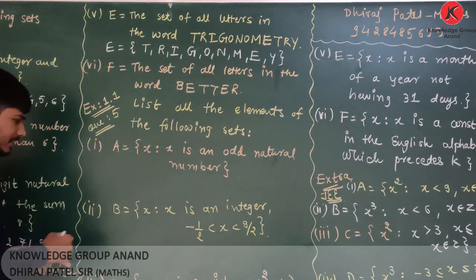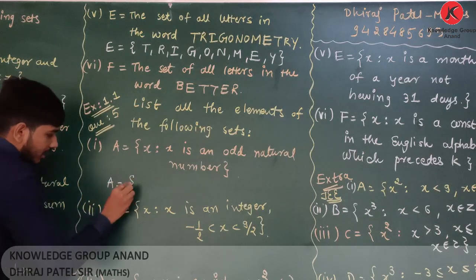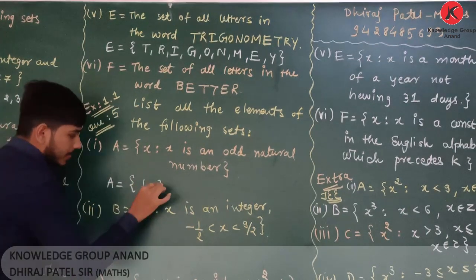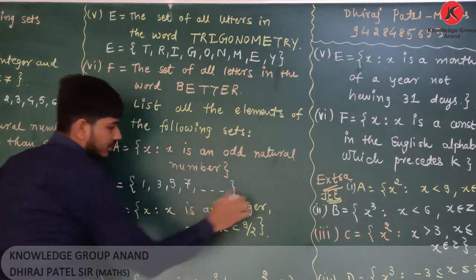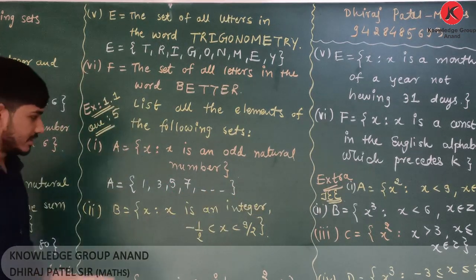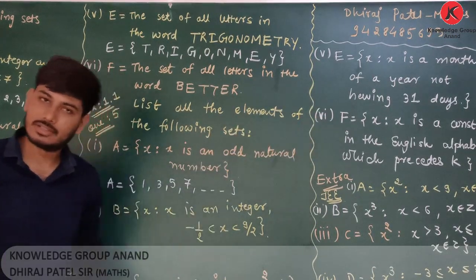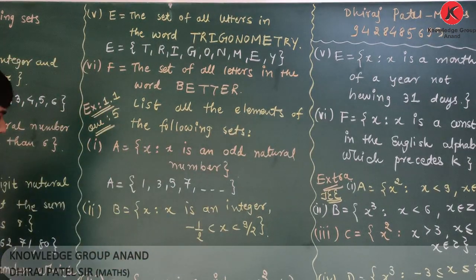So we know that there are many odd natural numbers like 1, 3, 5, 7. Now you can simplify like that. The dots mean up to infinity. There is a list of odd natural numbers.